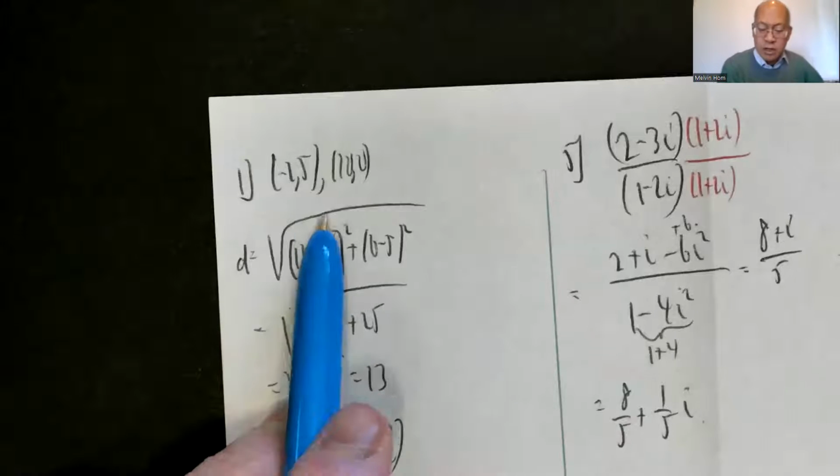These are solutions to Math 90 Exam 2. Number 1, 2 points: -2, 5, and 10, 0.